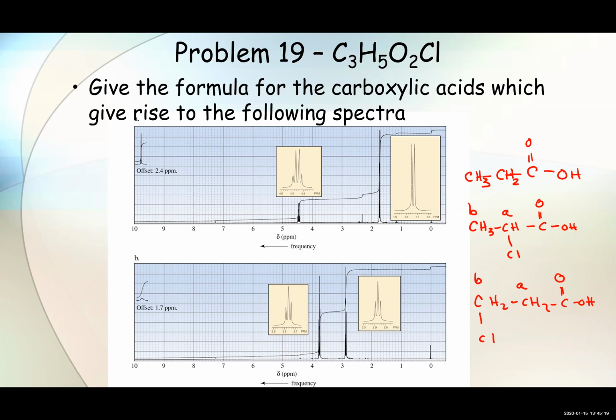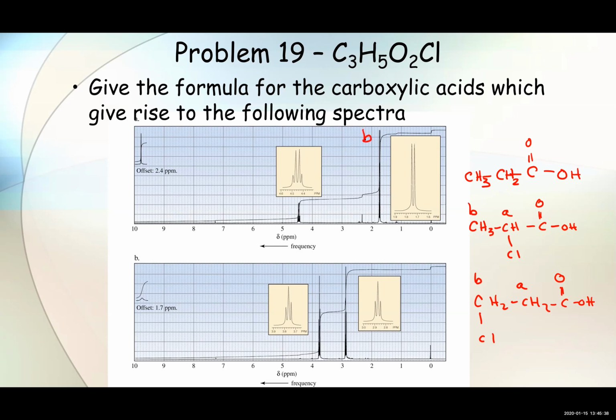I just got confused, but the other one is B because it's a CH3 next to the chlorine, so it moves it over. So B is this guy. And A's the other one, and you can tell that because it's a doublet. It only has one neighbor. Yeah, so this is B.